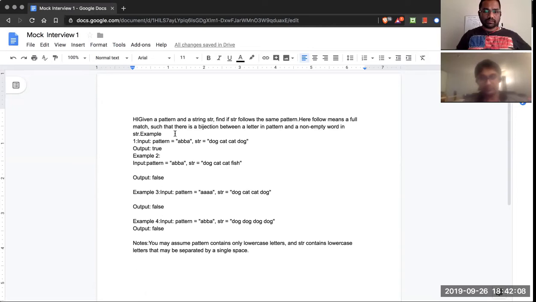Given a pattern and a string, find if the string follows the same pattern. Here, follow means a full match, so that there is a bijection between a letter in the pattern and a non-empty word in the string. Example: pattern ABBA, string dog cat cat dog, that's true. Pattern ABBA, dog cat cat fish, is false. Pattern AAAA, dog cat cat dog, is false.